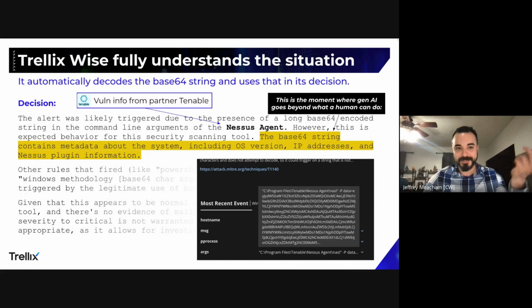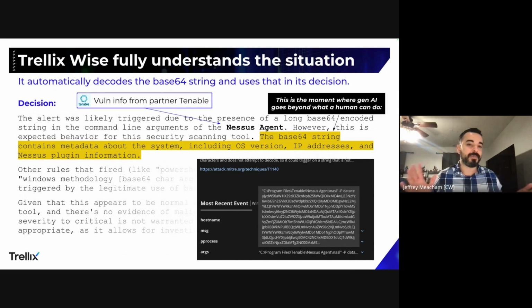So in this example, the command came from the Nessus agent, and it was able to decode the string, and it saw, okay, yeah, it's looking for system metadata. It's looking for things like the OS version, the IP address, the plugin info, and that's actually expected behavior for a vulnerability scanner. So rather than raising false alarms, Trellix said, hey, I decoded this script. I recognized where it came from, and I found that it's actually safe.